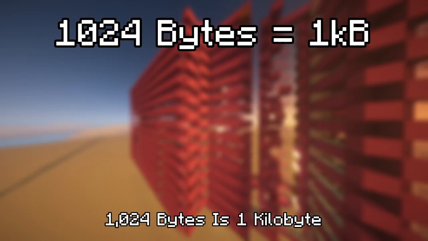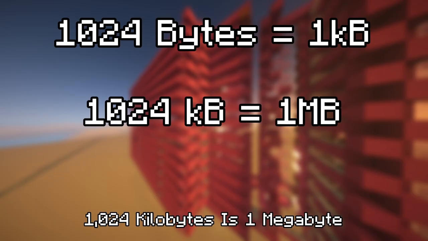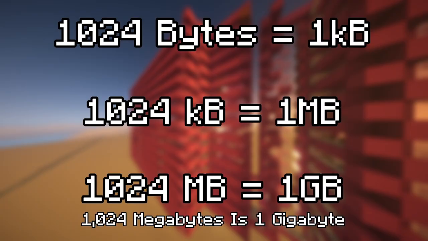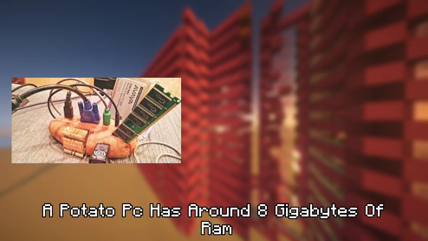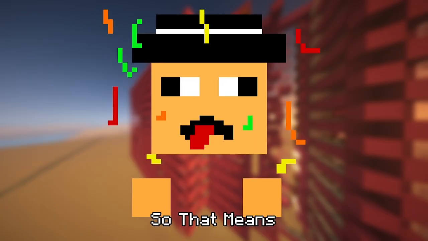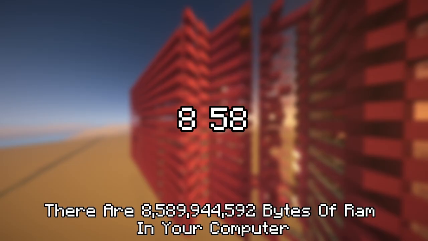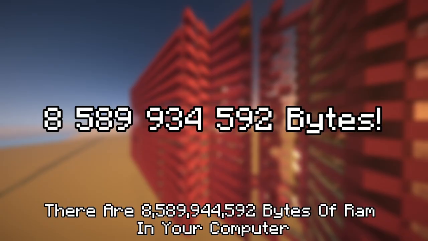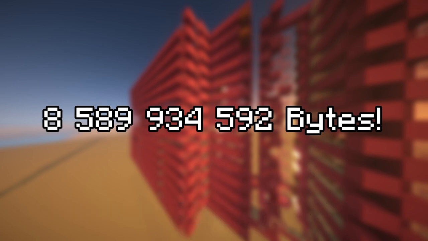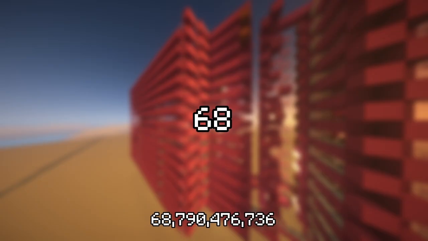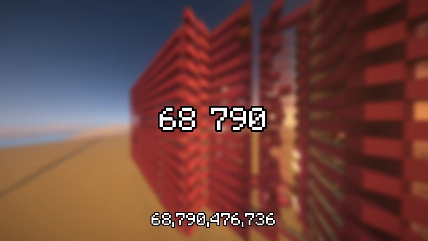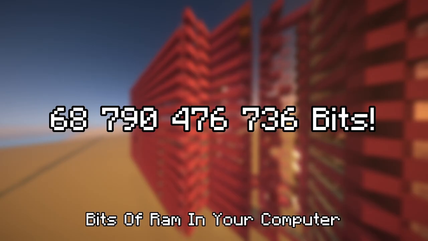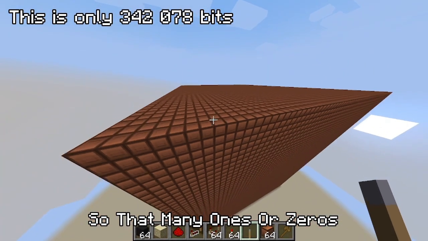1024 bytes is 1 kilobyte. 1024 kilobytes is 1 megabyte. 1024 megabytes is 1 gigabyte. A potato PC has around 8 gigabytes of RAM, so that means there are 8,589,934,592 bytes of RAM in your computer. And that means there are 68,719,476,736 bits of RAM in your computer. So that many ones or zeros.